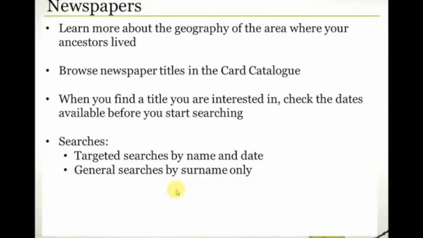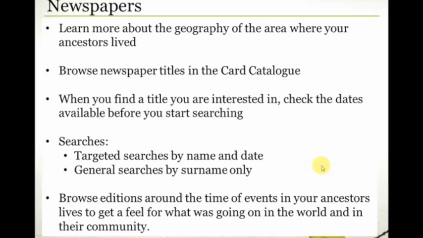Okay, so that's targeted searches by name and date, and then some general searches by surname only using some keywords. The last thing that I would recommend as it relates to newspapers is to browse editions of the newspaper around the time of events in your ancestors' lives. The reason I do this is just to get a feel for what was going on both in the world, right, because there's obviously going to be world news in most newspapers, but also in their community. So just because my ancestor isn't specifically mentioned in a newspaper doesn't mean that I'm not going to learn something about what was going on in their community.